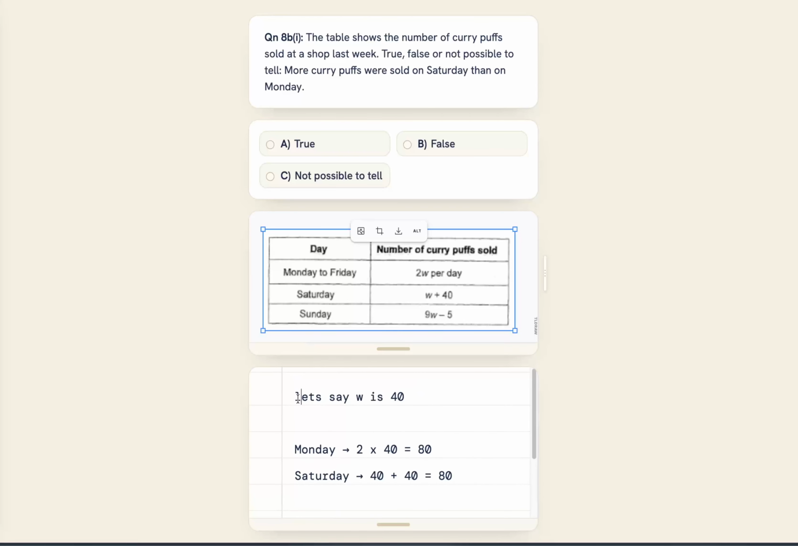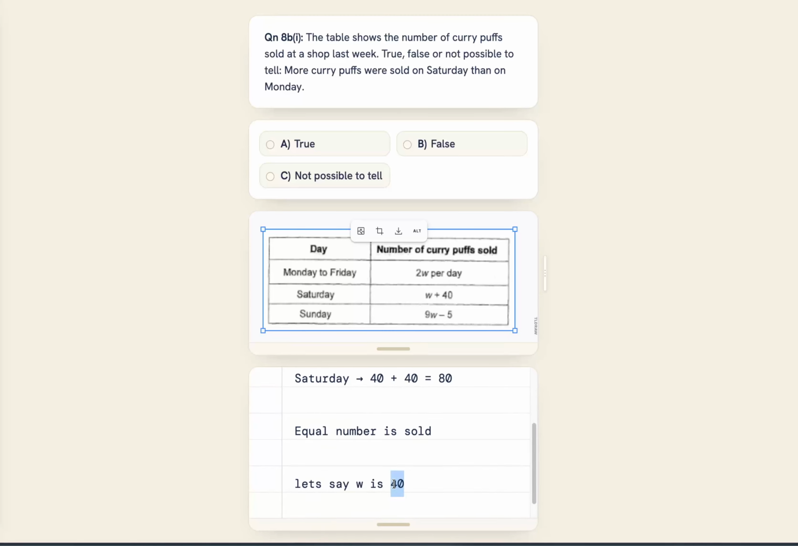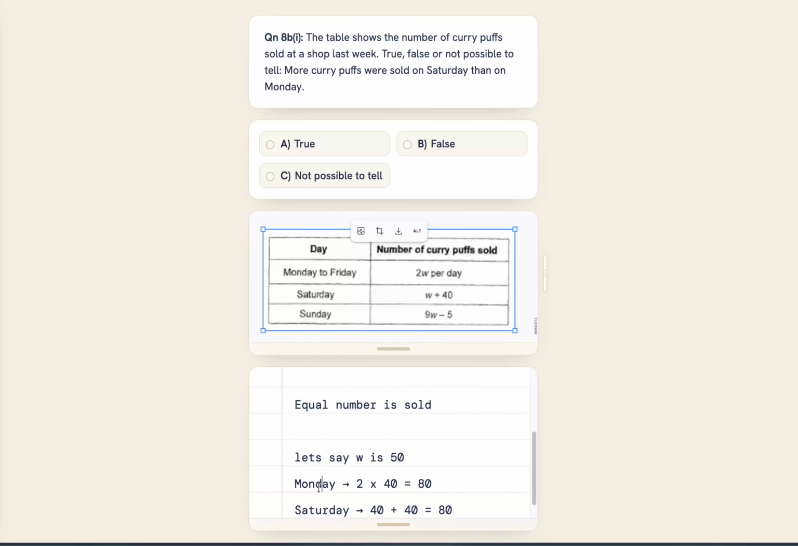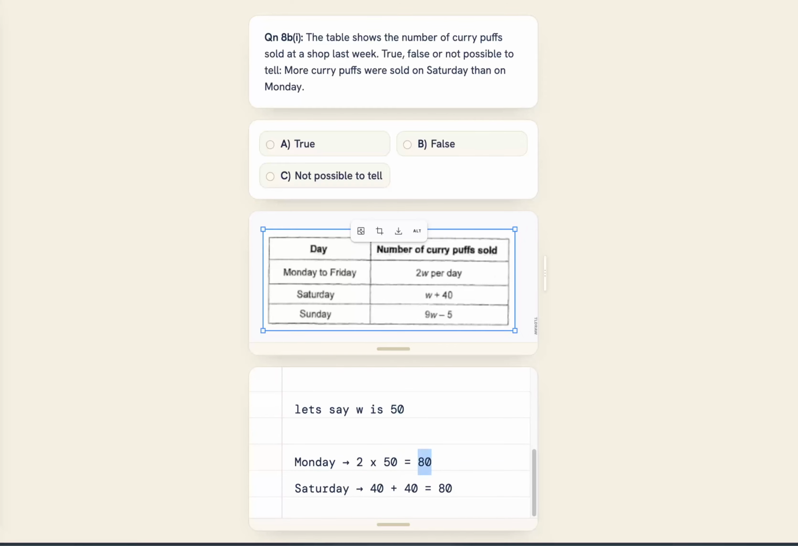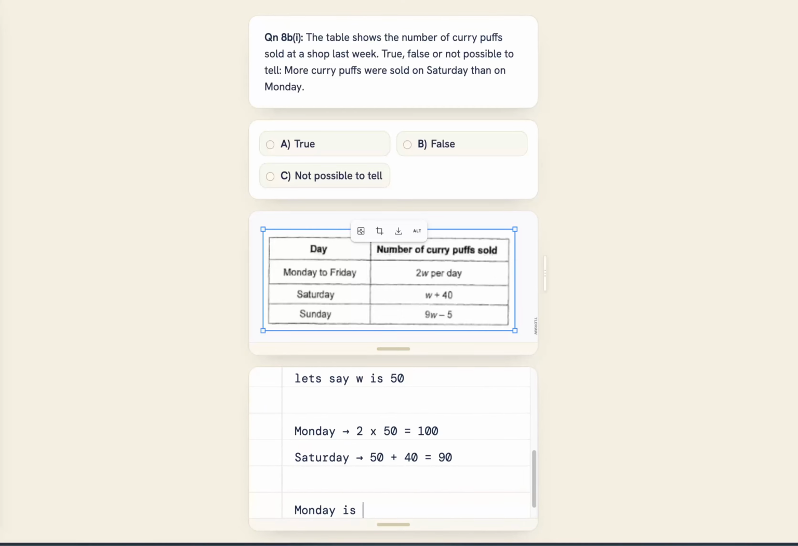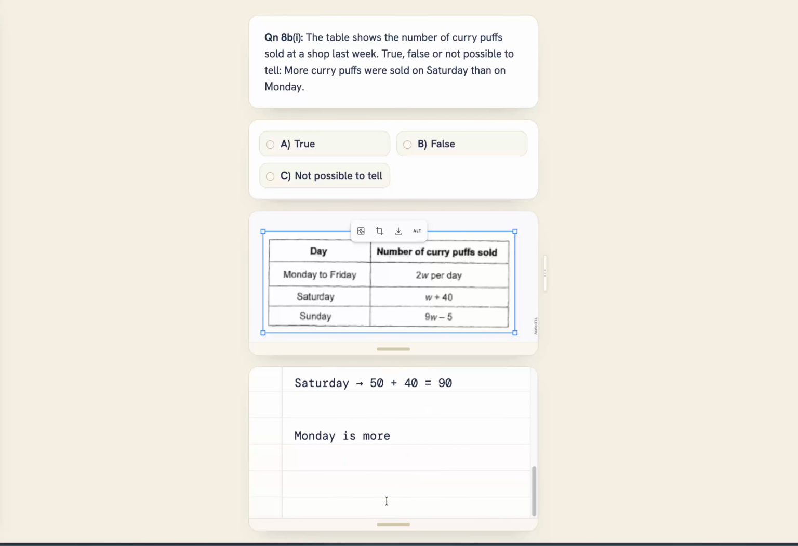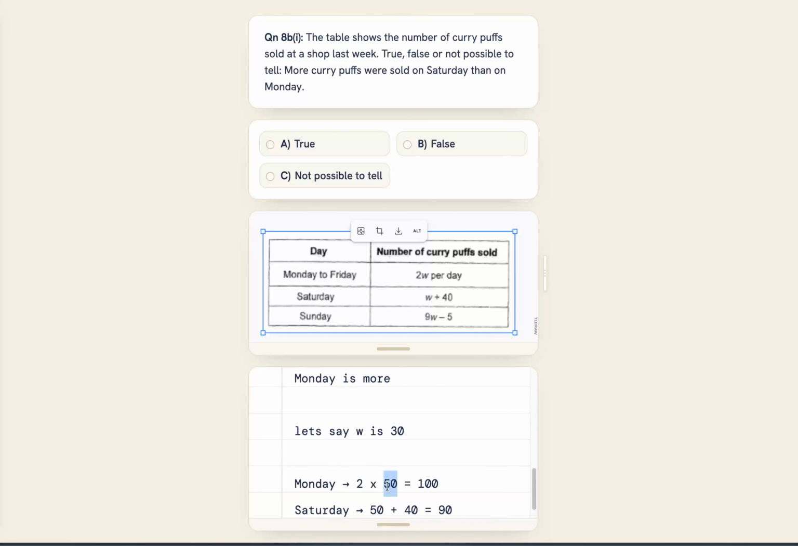And if we were to say W is 50, then Monday is 2 times 50, which is 100, and Saturday is 50 plus 40, which is 90. That means Monday is more. But if we were to put W as 30, let's see how it looks. Monday is 2 times 30, which is 60, and Saturday is 30 plus 40, which is 70. In this case, Saturday is more.